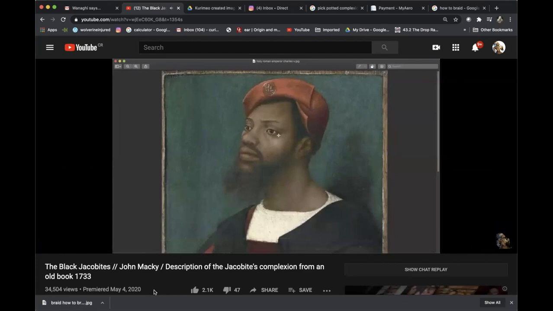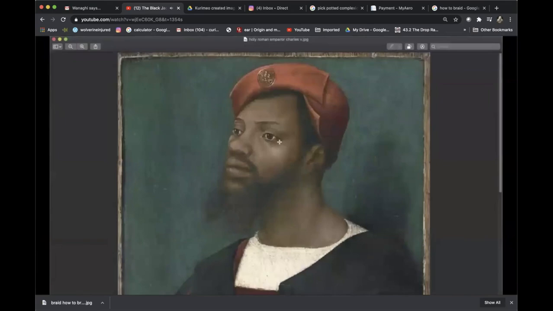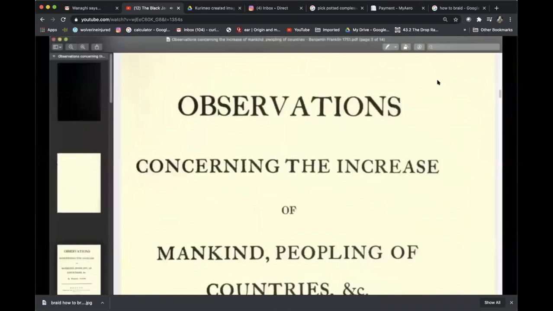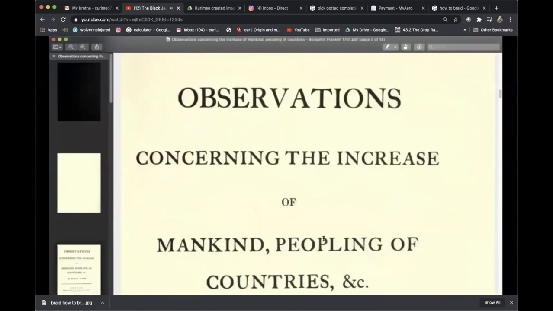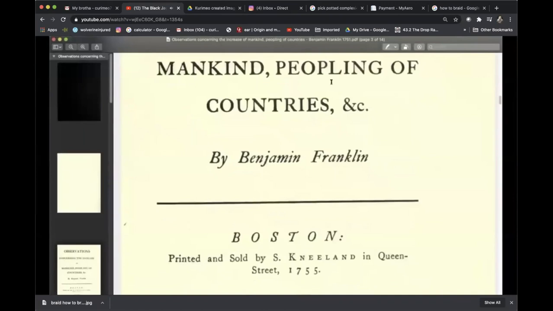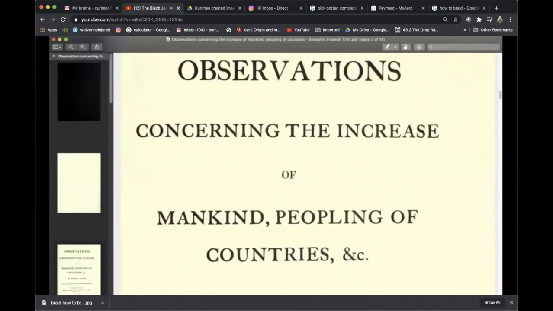All right, but before we begin, I just want to go ahead and read something that I've read before in a lot of videos, and it has to do with something Benjamin Franklin said. Before I begin the video, I wanted to remind everybody of this book that we've gone over, something Benjamin Franklin said that we need to really pay attention to. The book is called Observations Concerning the Increase of Mankind, Peopling of Countries, by Benjamin Franklin. This is from 1755, and we're on page 10 of this book, and this is what Benjamin Franklin says.